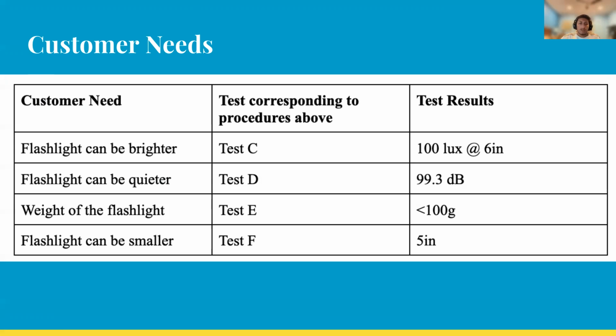And the last test we conducted, test F, was in response to customer feedback about the size of the flashlight and how it was a little too big. We measured the circumference of the flashlight with a measuring tape to set a benchmark circumference that our redesign would need to be less than. And the circumference of the flashlight was 5 inches, so we were hoping to get it in about 4.5 inches.